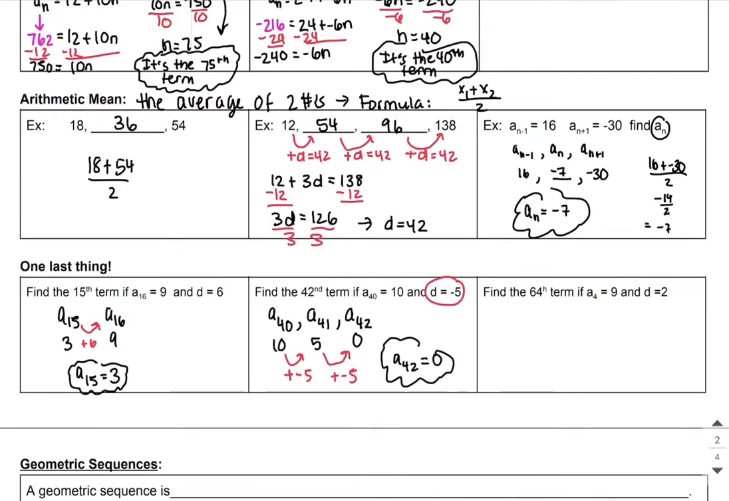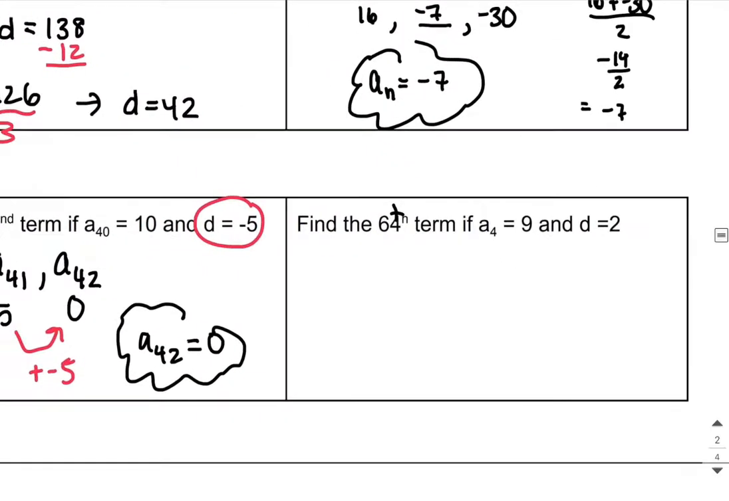And then to find the 64th term, if a sub 4 is equal to 9 and d is equal to 2, this is a little more complicated. First thing I want to do is, well, I know that the definition will be a sub n is equal to a sub 0 plus dn. I know what d is, so I could fill that in already. But that's the only thing I know so far. I could very easily find a sub 0 though.